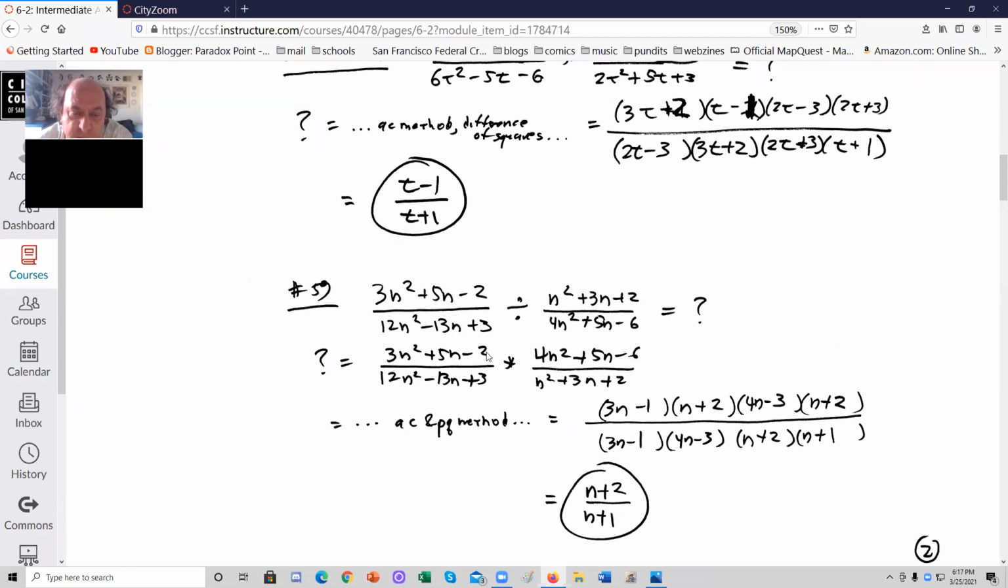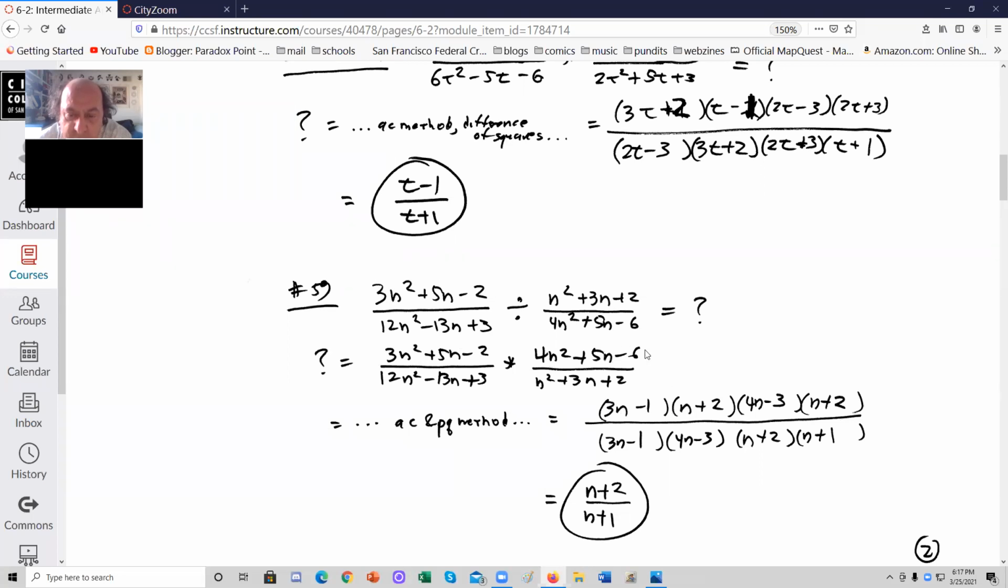3n squared plus 5n minus 2 over 2n squared minus 13n plus 3. Now again, we use the AC method to factor this, this, this, and this. And we get, for this, 3n squared plus 5n minus 2 factors into 3n minus 1 times n plus 2.